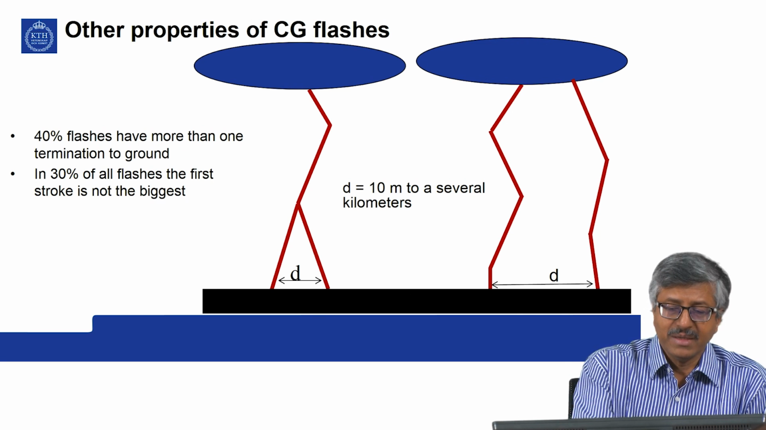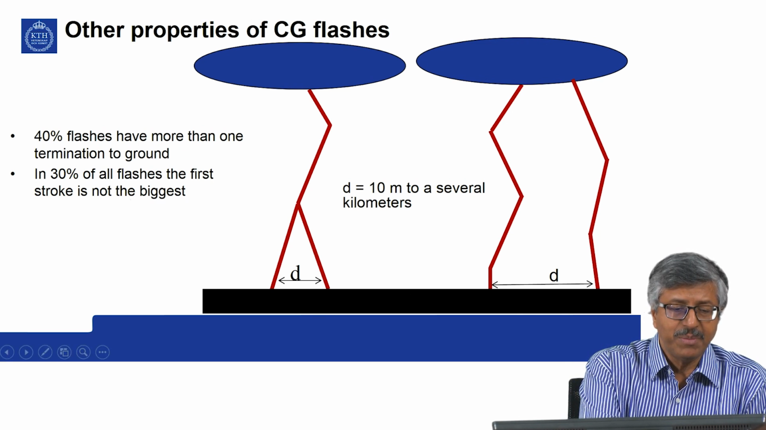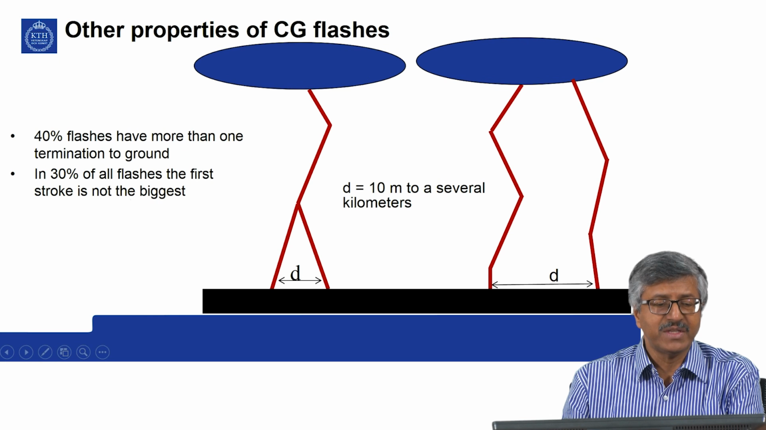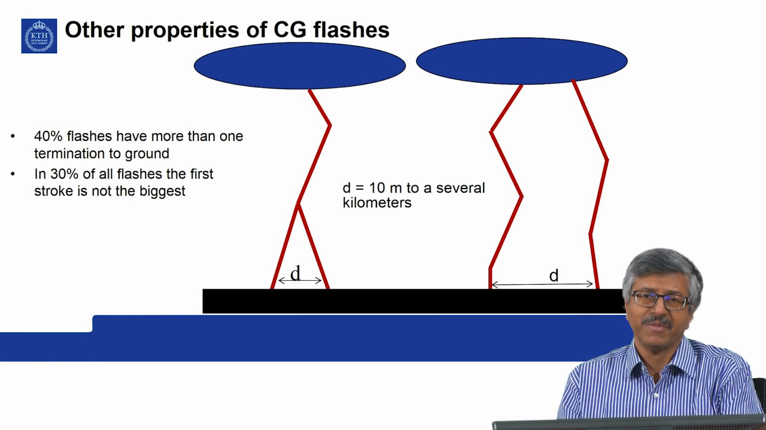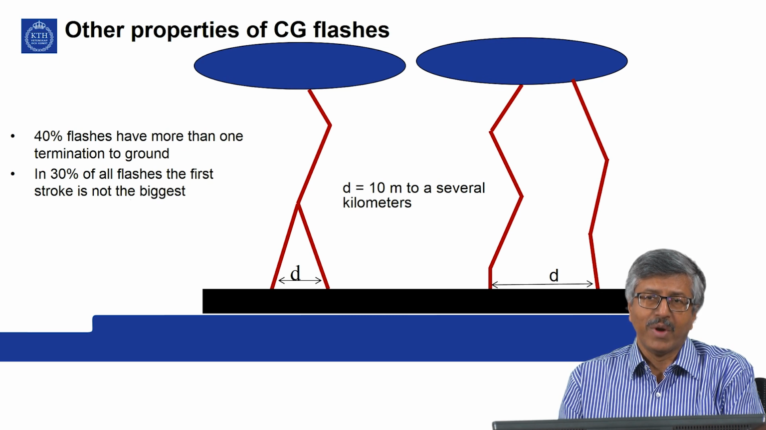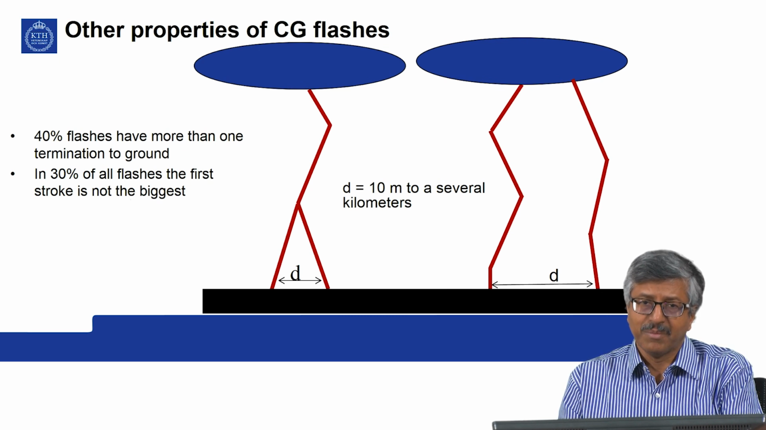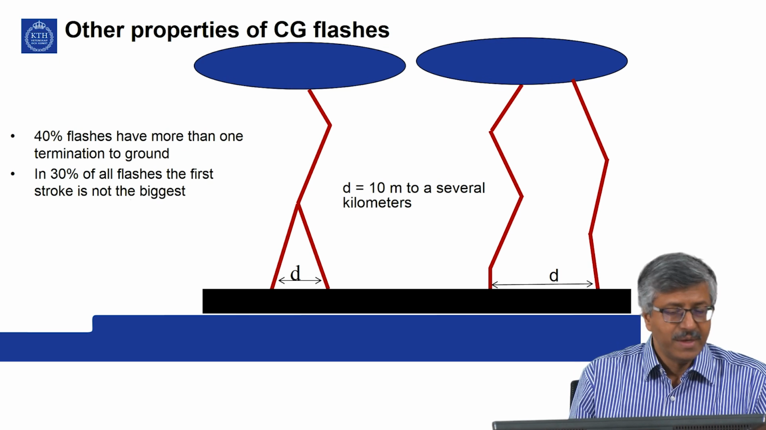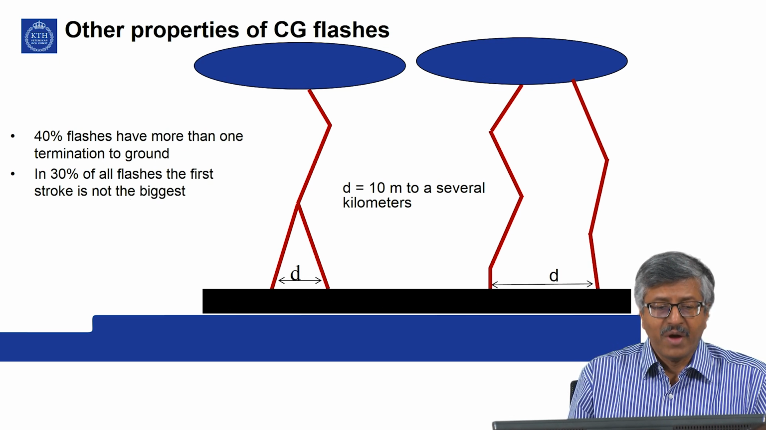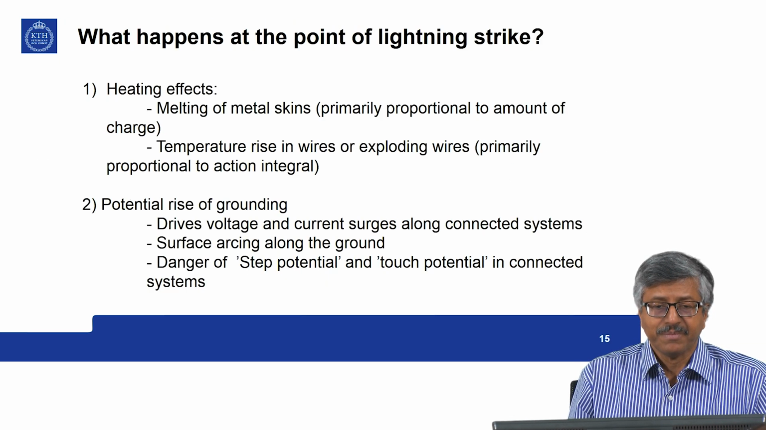And another interesting phenomenon is that in around 30% of all flashes, the first stroke is not the biggest. Usually the first stroke is the biggest, but in about one third of the flashes perhaps the second stroke is larger than the first stroke, or the third stroke is larger than the first stroke, even though on average the first stroke is the biggest.